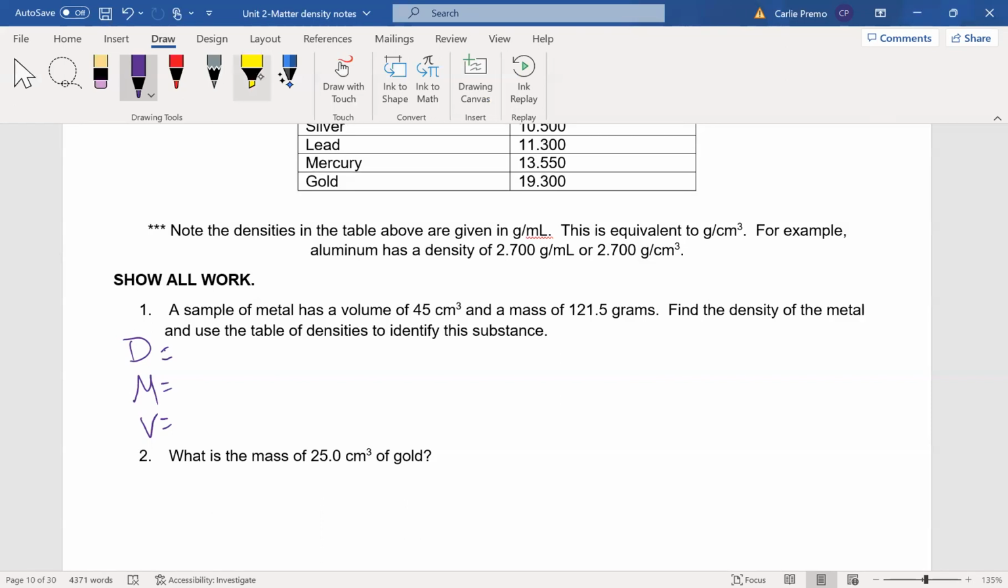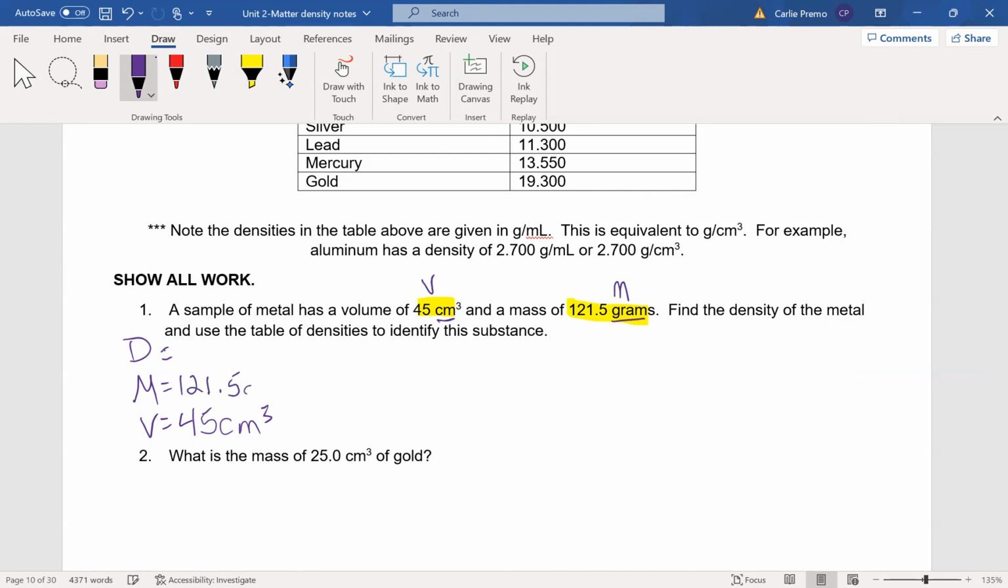As we're looking at our problem, then we're going to read through. A sample of metal has a volume of 45 centimeters cubed and 125 grams. What is the density of the metal? And then the identity. So we'll go through and fill in centimeters cubed. We should know that is volume, so I'm going to plug that in here. And we should know grams is mass, so I'll plug that in for my M.